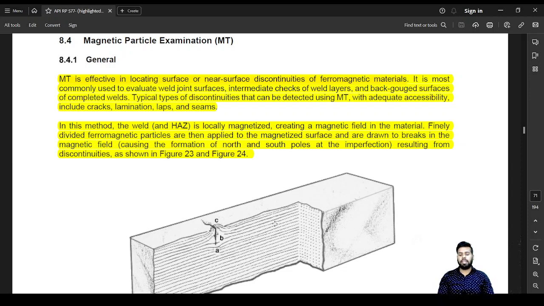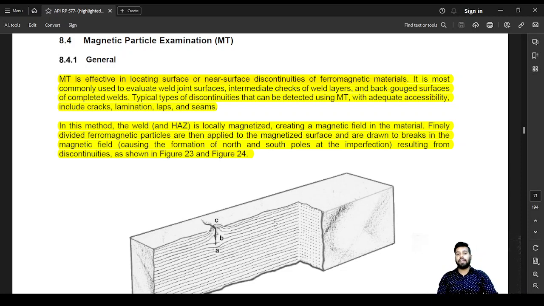So first, if I want to check this area, we would first clean it. While cleaning, the aim is that the part should be clean and dry. Then we'll have a yoke. A yoke will generally be an electromagnet that has two legs. One is going to behave like a north pole, the other like a south pole. So you magnetize this local area, and if there is any discontinuity, there would be a change in the magnetic field.